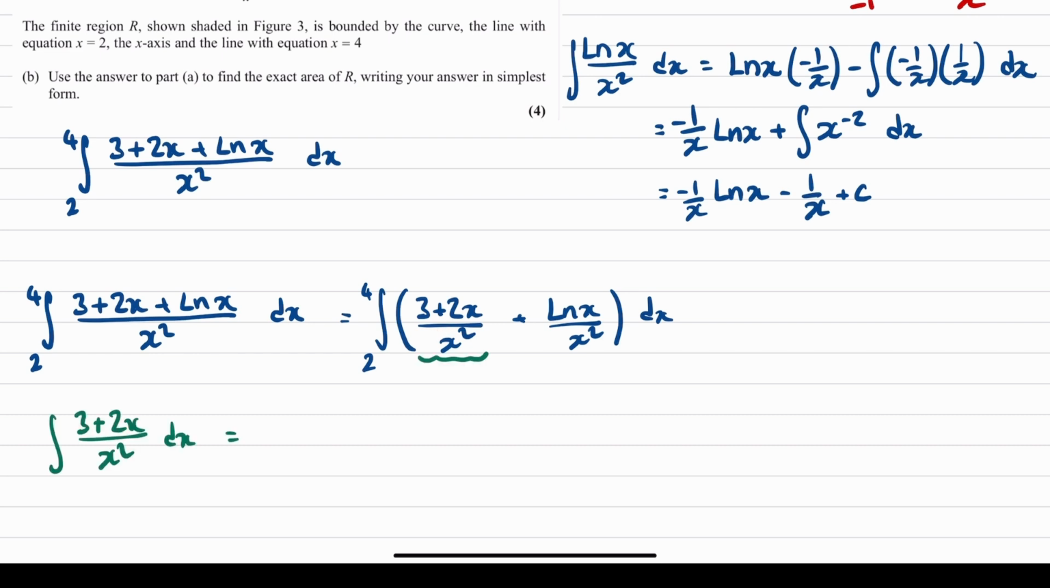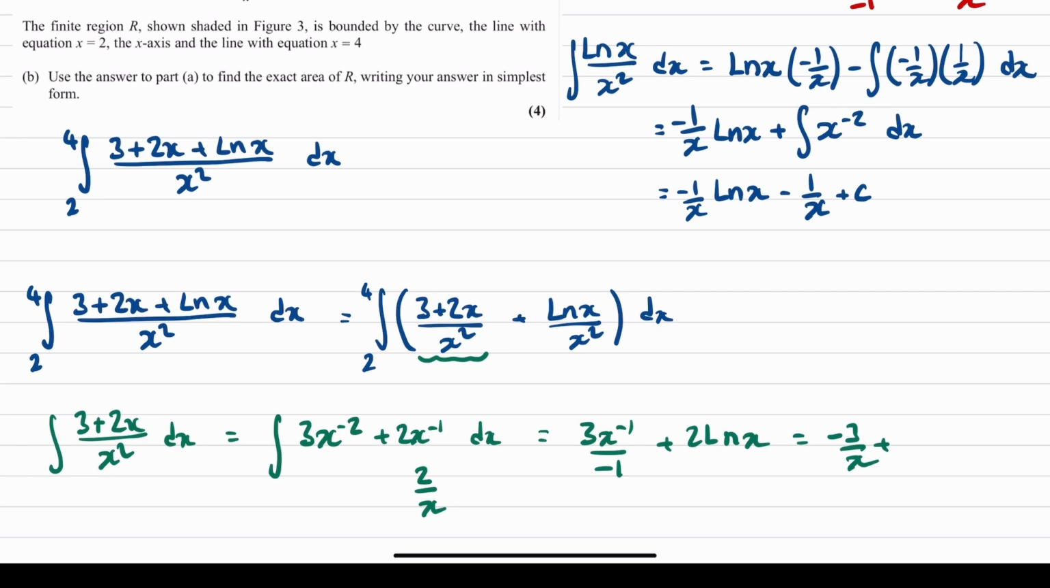We can divide both of these by the x squared, so we get 3x to the negative 2, and the 2x over x squared will give us 2x to the negative 1. And when you integrate 3x to the negative 2, we add 1 to the power, we get 3x to the negative 1 over the negative 1. And when you integrate 2x to the negative 1, well, this is the same as 2 over x, which is 2 times the natural log of x. So we can tidy this up as negative 3 over x plus 2 ln x. Now we can use what we have here to evaluate this integral.